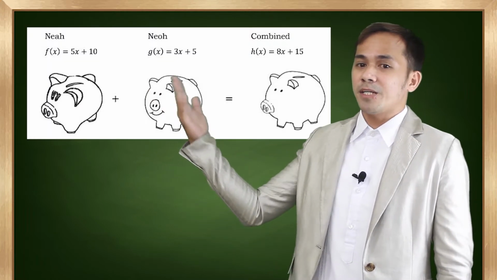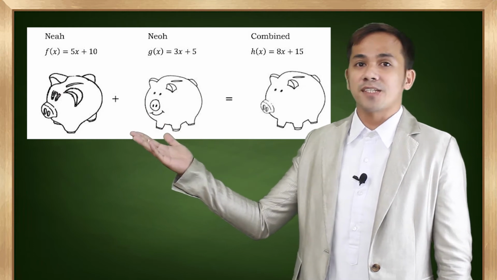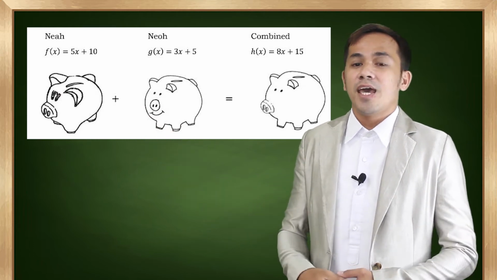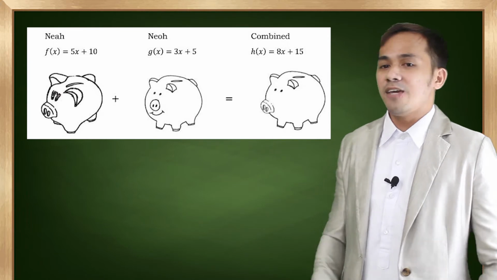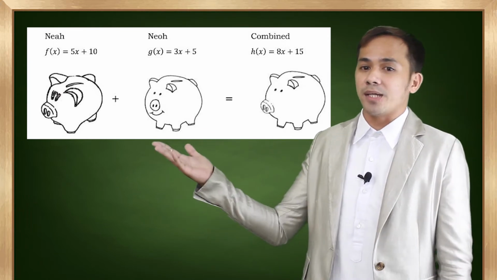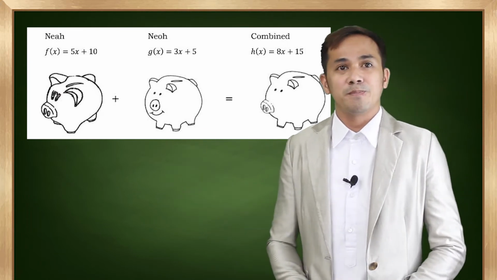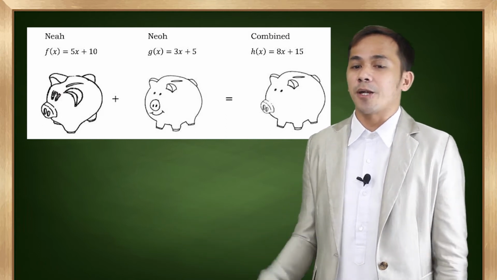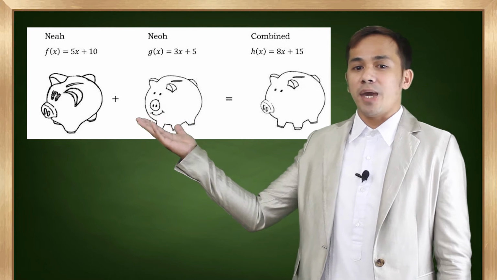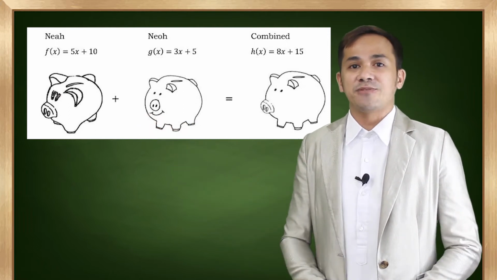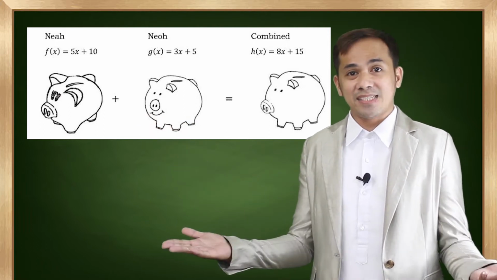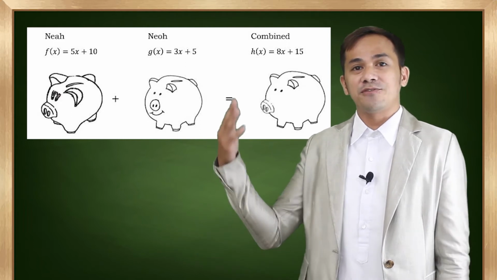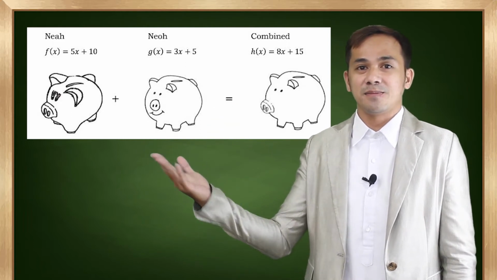Let's take the examples in the situation earlier. Nea's savings can be represented as f of x equals 5x plus 10, and Noah's savings can be represented as g of x equals 3x plus 5. Combining Nea's and Noah's piggy banks will result in another piggy bank, which is h of x equals 8x plus 15, where x is the number of days and 15 is their constant saving.